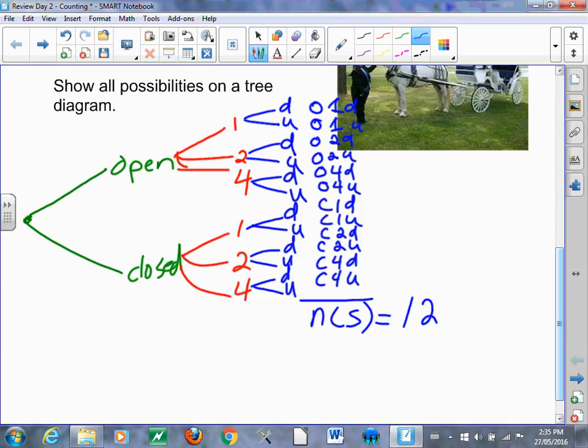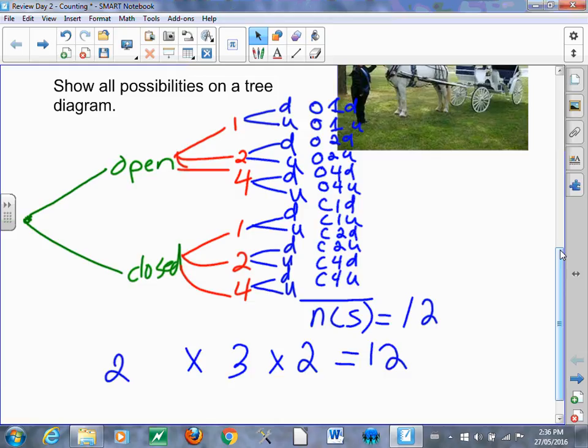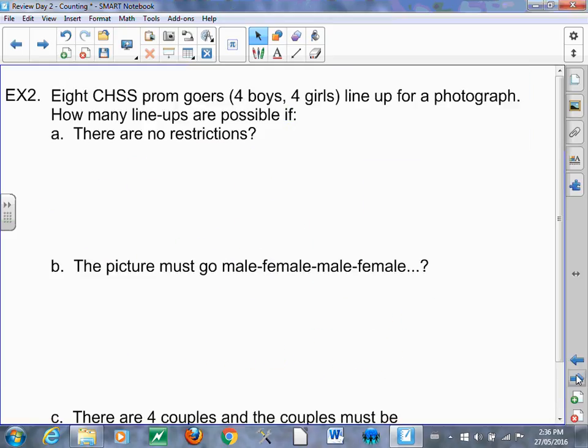If you're not sure how to do that, you can use the multiplicative principle, where you take a look at the carriage. The choices of carriage is 2, times the choices of horses, there are 3 different types of horses, times whether they're dressed or undressed. So that's another way of looking at it. Okay, awesome. Let's keep moving along here.